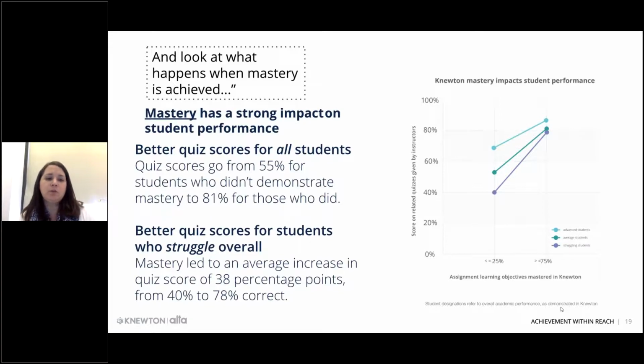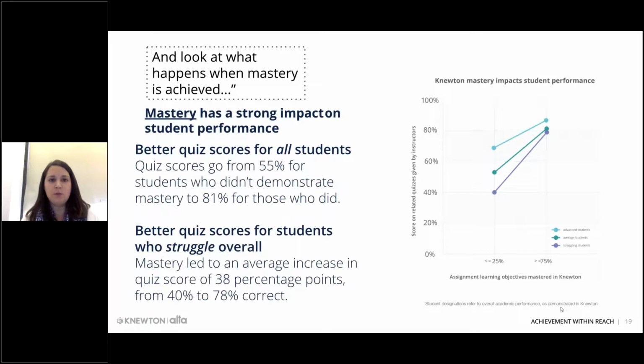First of those, we looked at the struggling students. And for struggling students who did not complete mastery, so they did some part of the assignment but not all of it, they were typically getting an average of 40% on their quizzes. Those who did achieve mastery bumped all the way up to 78%. So a really big difference in those quiz scores for those struggling students.